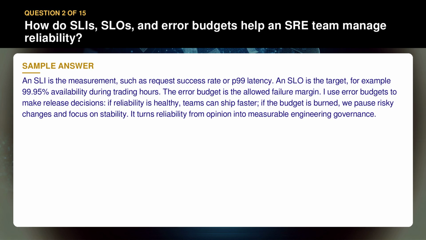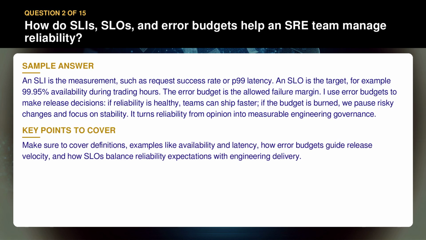I use error budgets to make release decisions. If reliability is healthy, teams can ship faster. If the budget is burned, we pause risky changes and focus on stability. It turns reliability from opinion into measurable engineering governance. Make sure to cover definitions, examples like availability and latency, how error budgets guide release velocity, and how SLOs balance reliability expectations with engineering delivery.